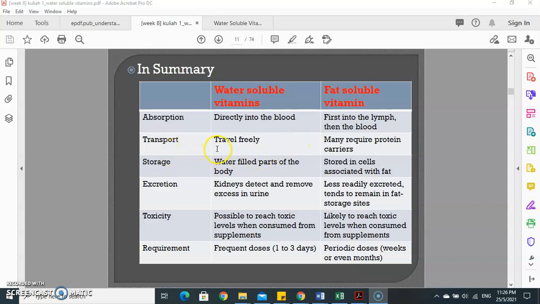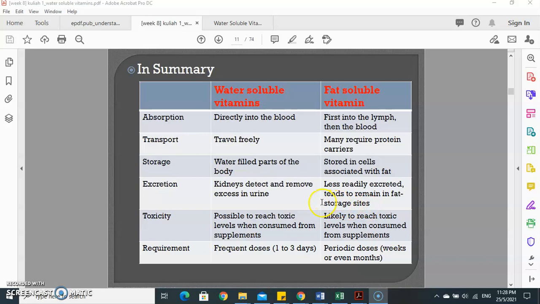So water soluble vitamins can travel freely, while fat soluble vitamins need a carrier, or we call it a transport. Fat needs a taxi to travel from one place to another. For storage, water soluble vitamins fill parts of the body, while fat soluble vitamins are stored in cells associated with fat. In terms of excretion, the kidney detects and removes the excess in urine, while fat soluble vitamins are less readily excreted and tend to remain in fat storage sites.